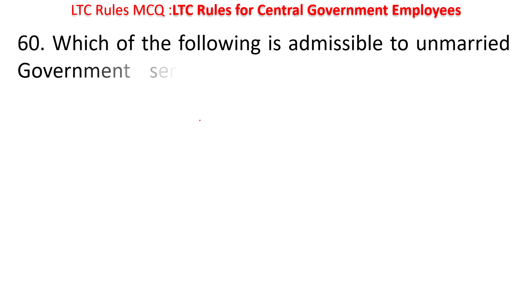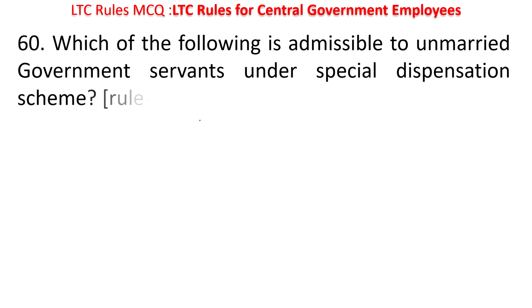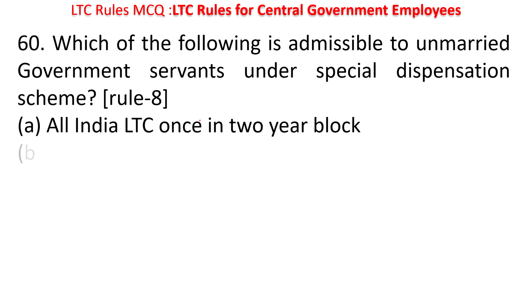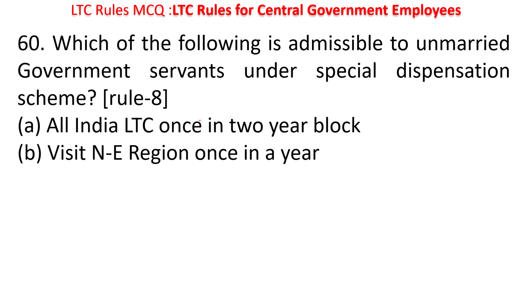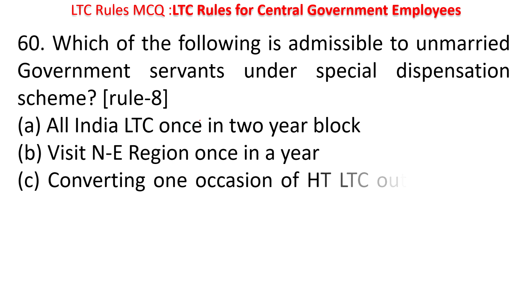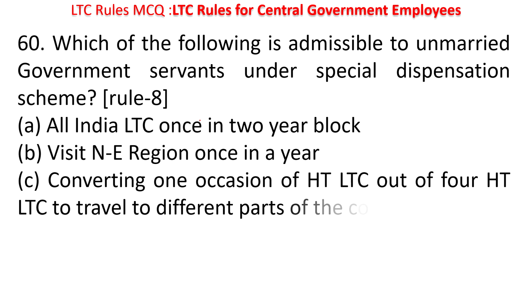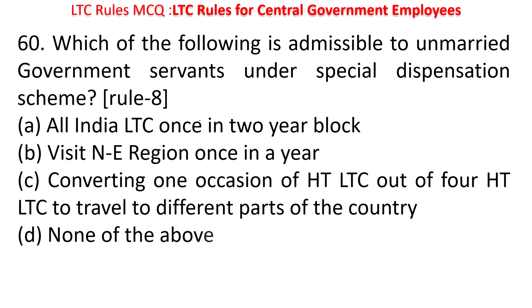Next question. Which of the following is admissible to unmarried government servants under special dispensation scheme? Rule 8 of LTC rules. All India LTC once in 2-year block. Visit any region once in a year. Converting one's occasion of hometown LTC out of 4 hometown LTCs to travel to different parts of the country. None of the above. Time starts now. The answer is converting one occasion of hometown LTC of the 4 hometown LTCs to travel to different parts of the country.